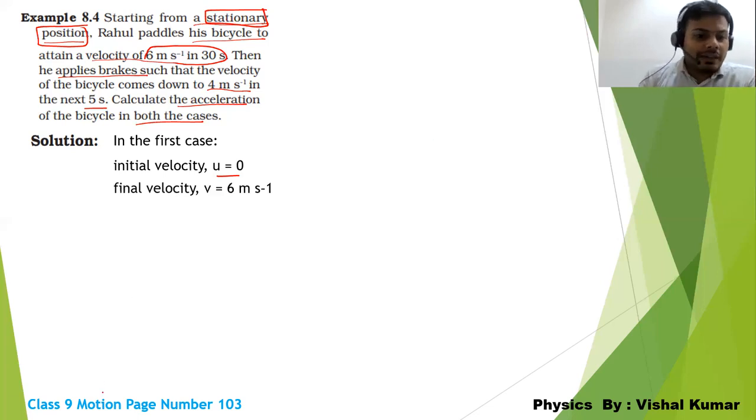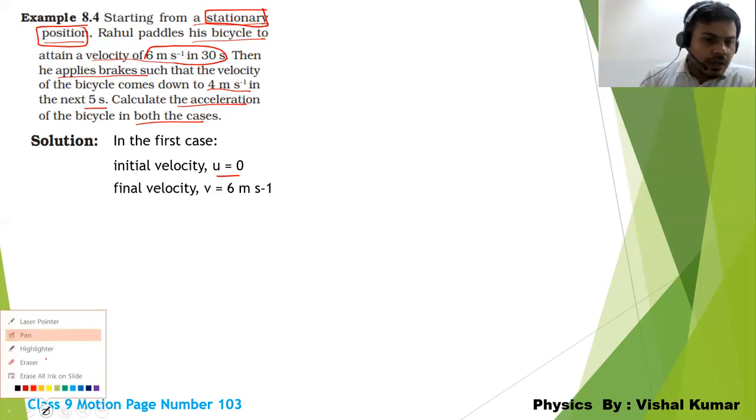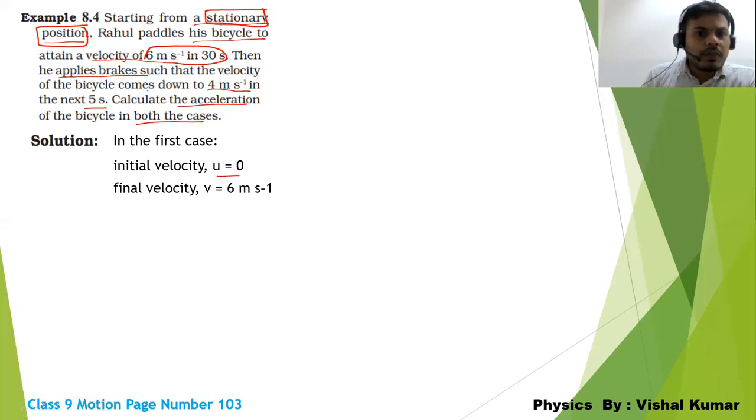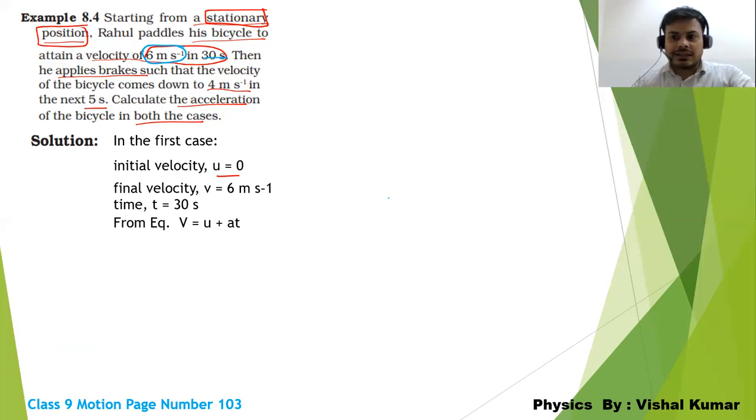Now after that, the velocity is 6 meter per second. It means the final velocity becomes 6 meter per second. And the time is 30 seconds, it means in 30 seconds. Now we have to calculate the acceleration.